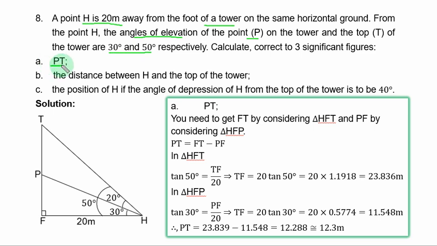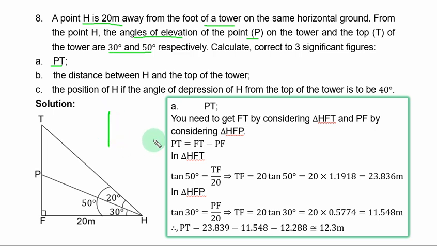A part of the question, PT. B, the distance between H and the top of the tower. C, the position of H if the angle of depression of H from the top of the tower is to be 40 degrees. Solution: you have this as the tower.